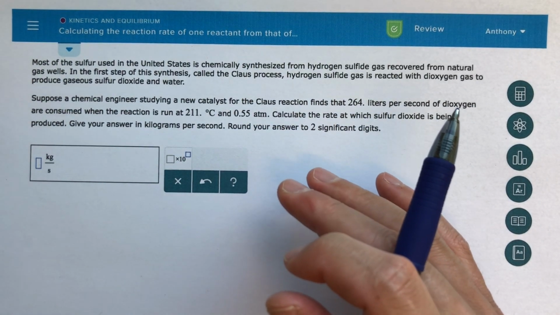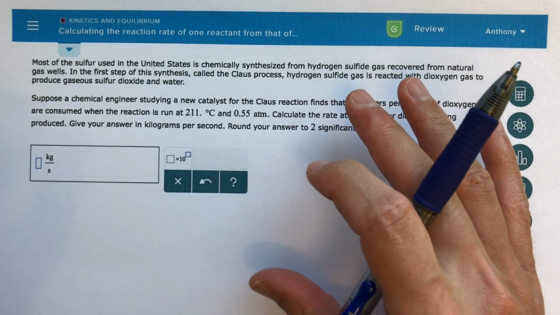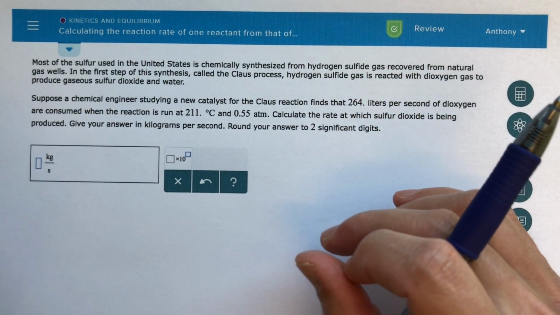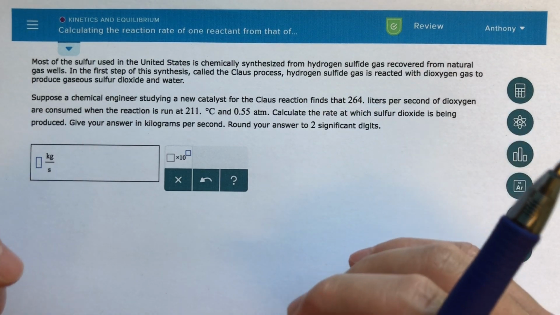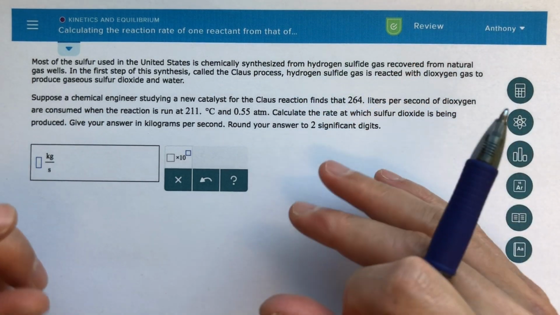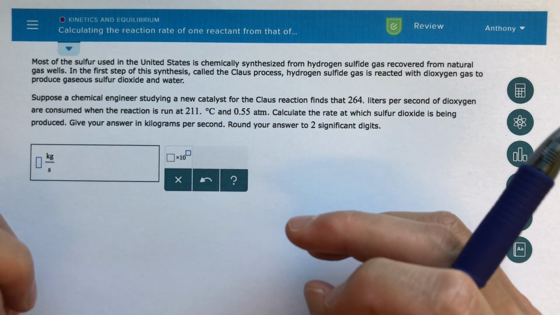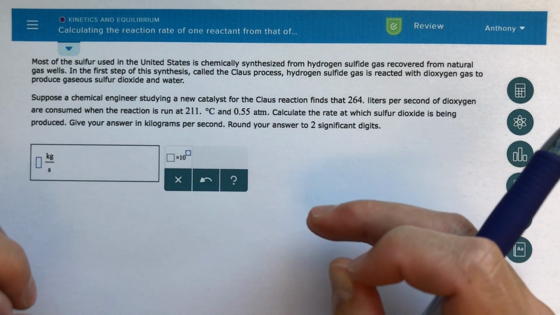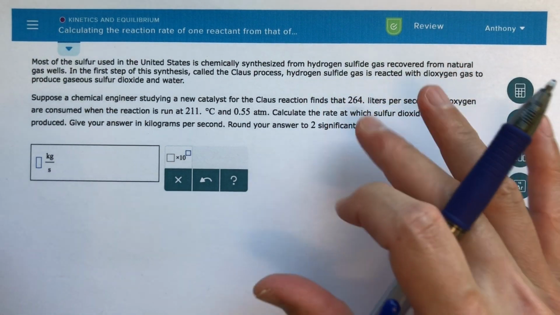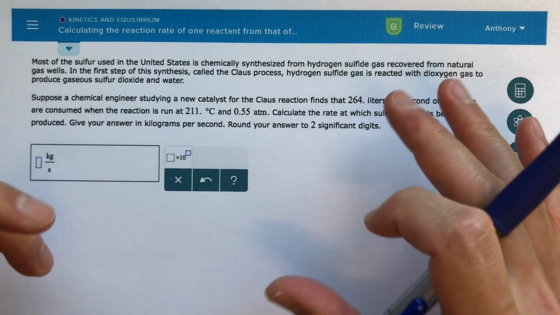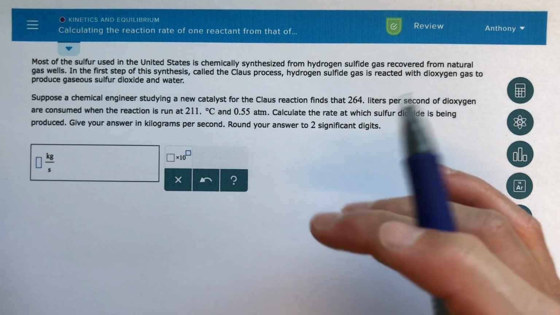So this is another ALEKS topic. It's called calculating the reaction rate of one reactant from that of another. And this is a really nice little review type topic. It's sort of also an introduction to kinetics and the stoichiometry of kinetics. So I think it's a good topic in that sense, but I also really like the review aspect. So in this video, I'm just going to talk about this one problem. So I'll go a little bit slower, but yeah, let's go ahead and get into it.